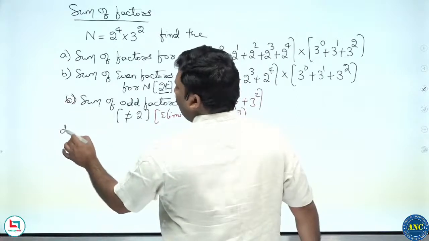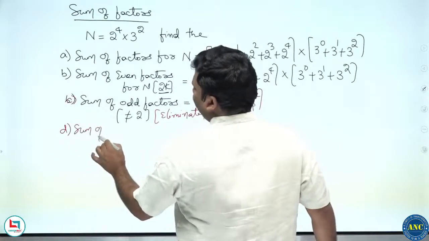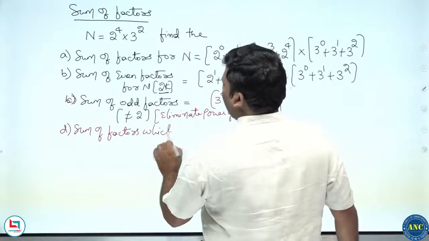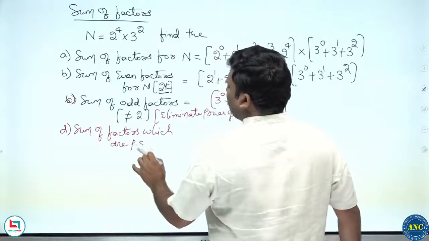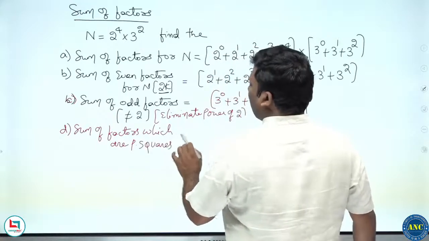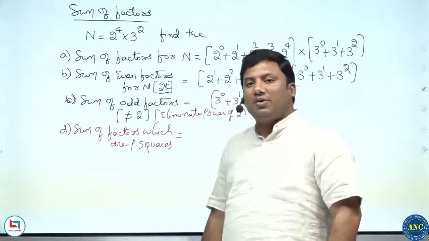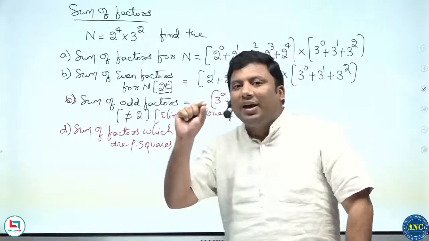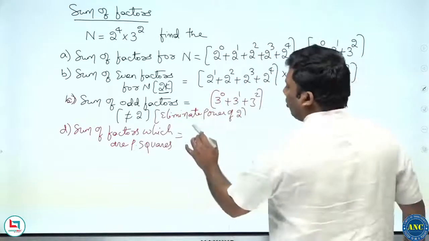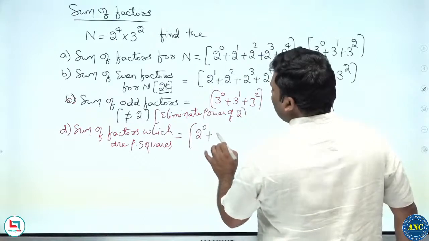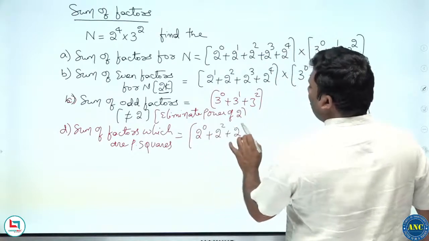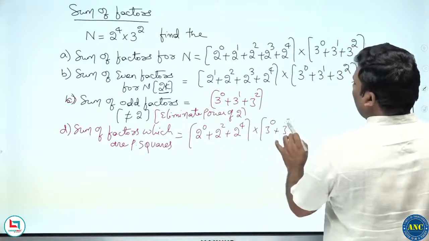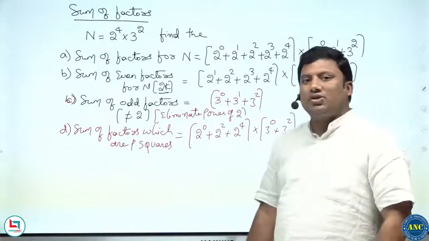See, the sum of the factors which are perfect squares. How to find out the sum of the factors which are perfect squares? What do you mean by a perfect square? Power will be an even number including 0. So take only the even powers of 2 starting from 0: 2 power 0, 2 power 2, 2 power 4, into 3 power 0, 3 power 2. This is the sum of the factors which are perfect squares.